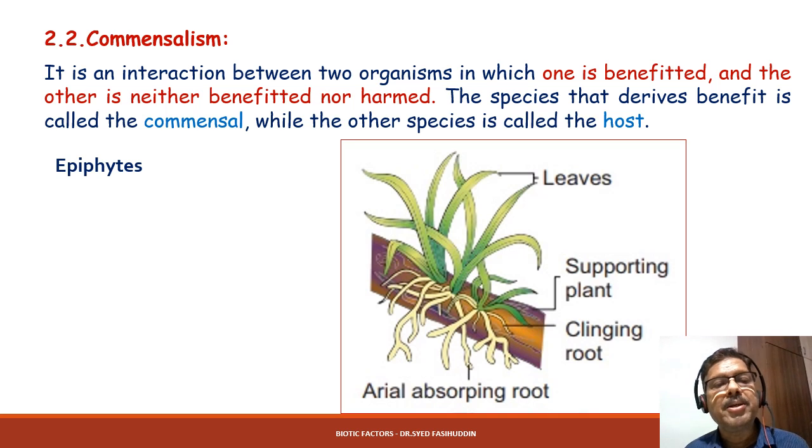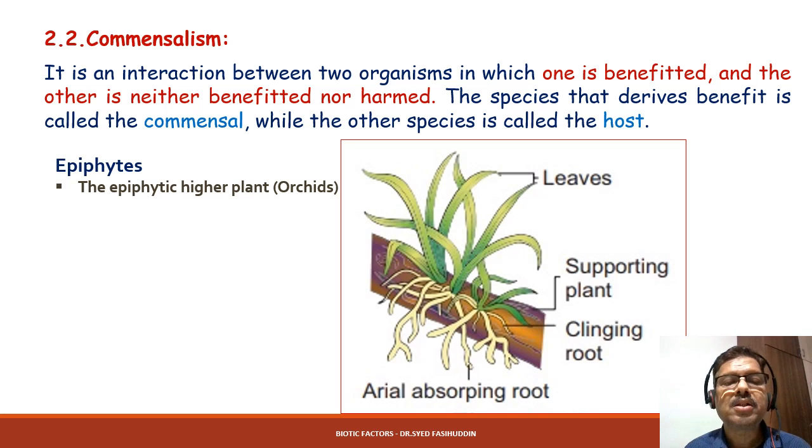Second one is commensalism. It is an interaction between two organisms in which one is benefited and the other is neither benefited nor harmed. The species that derives benefit is called the commensal, while the other species is called the host. The example is the epiphytes.